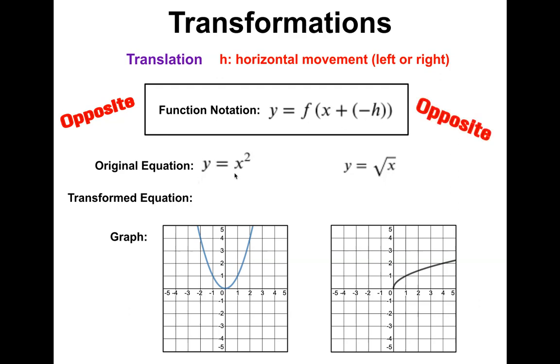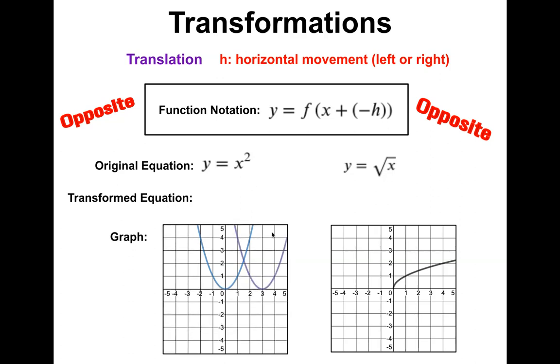If we have y equals x squared, let's say we want to take this graph and shift it to the right 3. Typically, that would be a positive, moving to the right. However, when we write our function, or even in function notation, we would put a minus 3. You have to be especially careful. You use the opposite. It went right, so we're going to use a negative. The opposite of a positive 3 is negative 3.